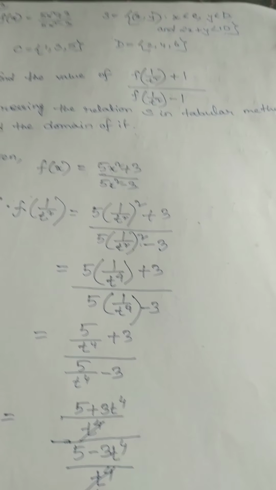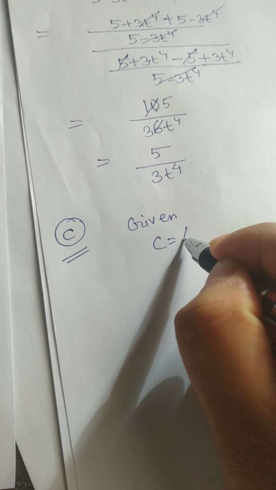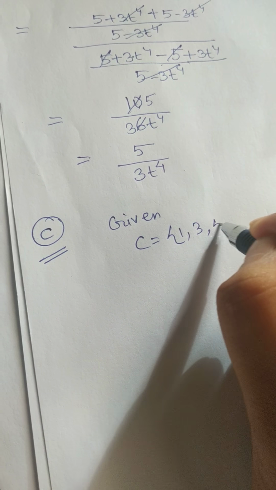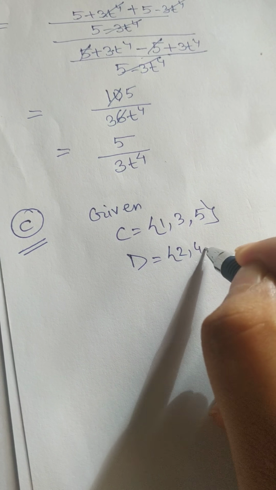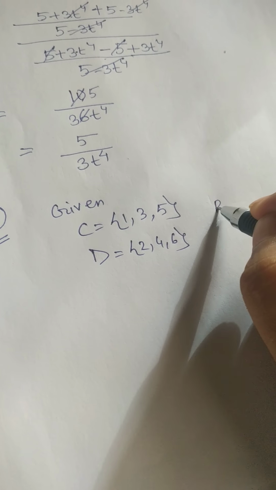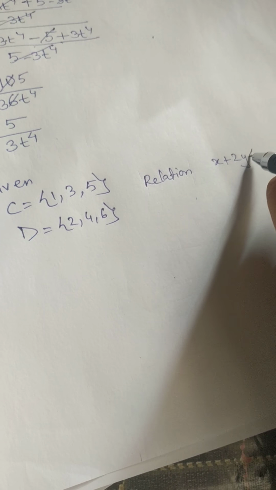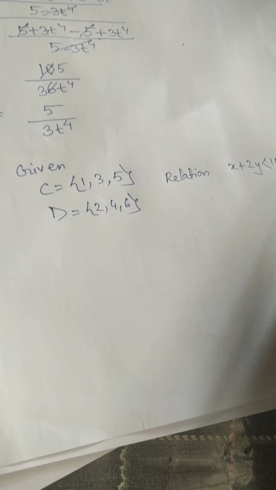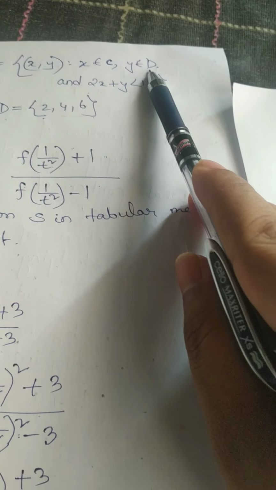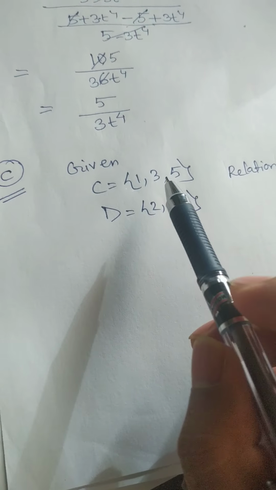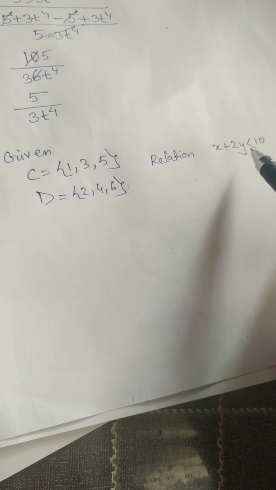Okay, so we already have, let's say, given C equals to 1, 3, 5 and D equals to 2, 4, 6, and the relation which we need to follow is x plus 2y should be less than 10. Okay, so from here it's already written that x belongs to C and y belongs to D. So we need to take values of x from C and take values of y from D. So we need to follow this relation.